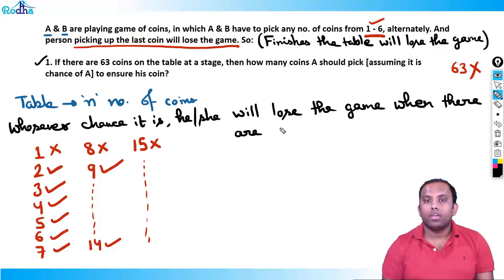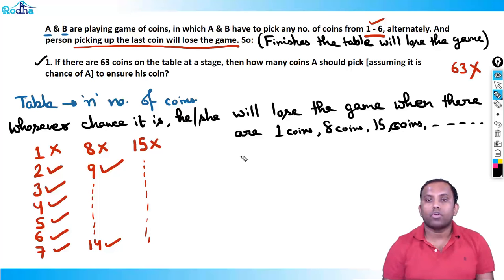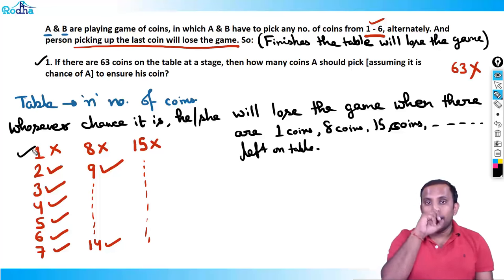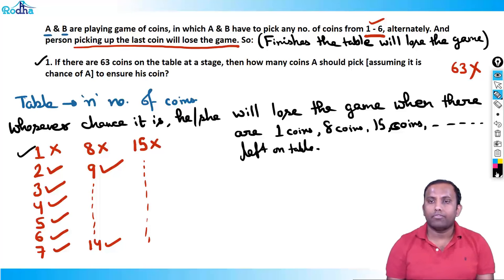when there are 1 coin or 8 coins or 15 coins, numbers like this, left on the table, right? That means 1, 8, 15, all these are losing numbers for me, right? So what is this number? I can write the number in general form. Numbers like 1, 8, 15.